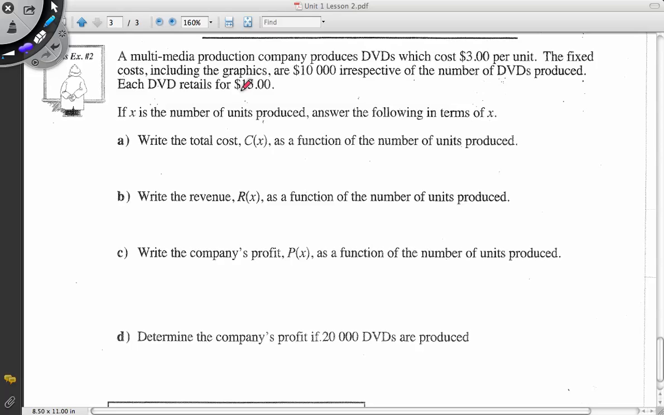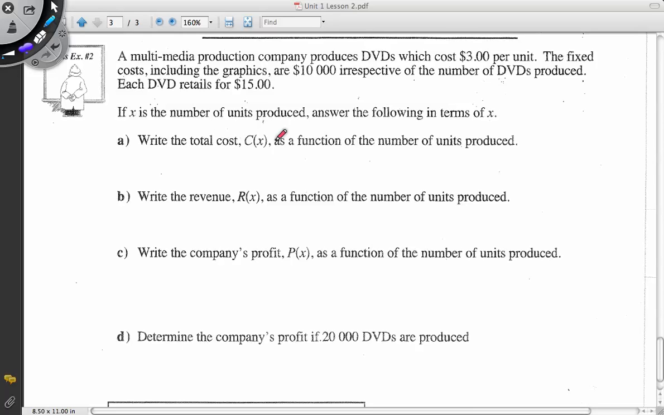Alright, last example here. A multimedia production company produces DVDs which cost $3 per unit. The fixed costs, including the graphics, are $10,000, irrespective of the number of DVDs produced. Each DVD retails for $15. So if you were just to make one DVD, it would cost you $10,000 plus 1 times $3. Okay, if x is the number of units produced, we're going to produce x number of DVDs. Answer the following in terms of x.